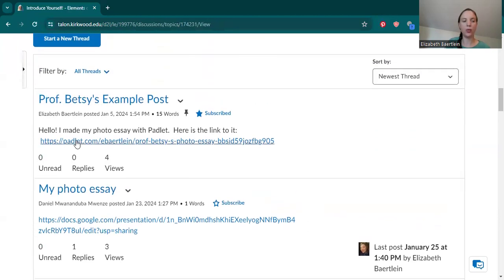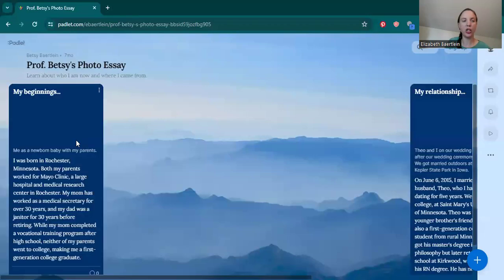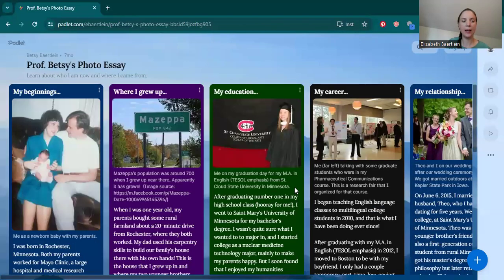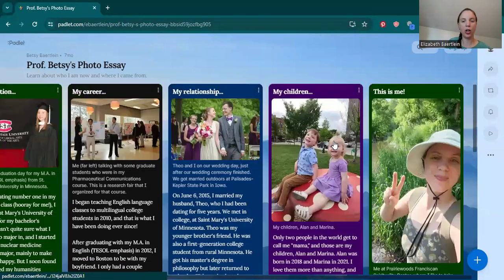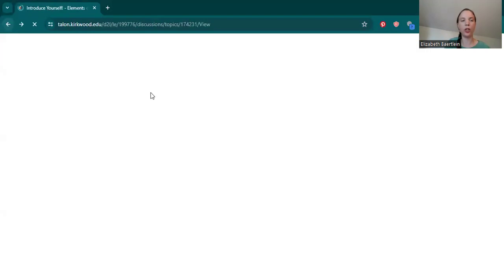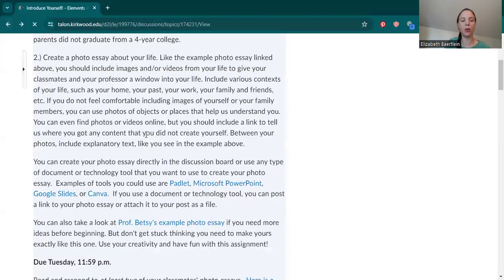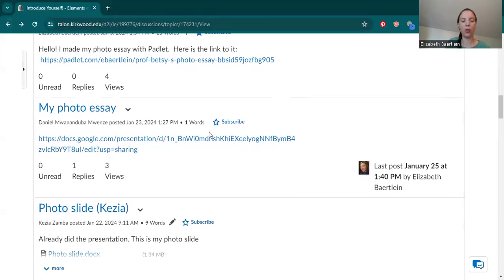I actually do an example post where I share my photo essay, kind of a timeline of my life, including pictures. Again, it gives students an idea of who I am in all aspects of my life. Obviously, share what you're comfortable with. Some people like to be a little more private, and some are comfortable sharing a little more of themselves. So I do that, and then students share their own too.